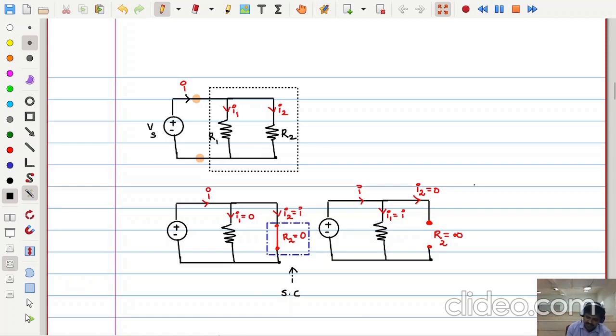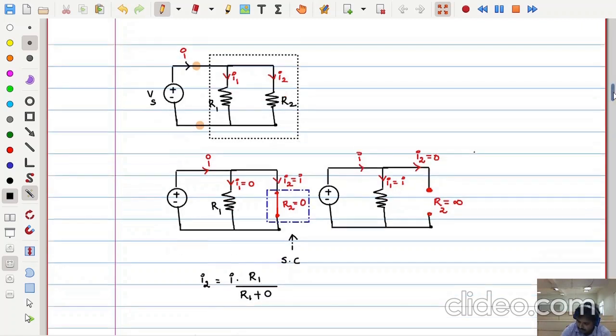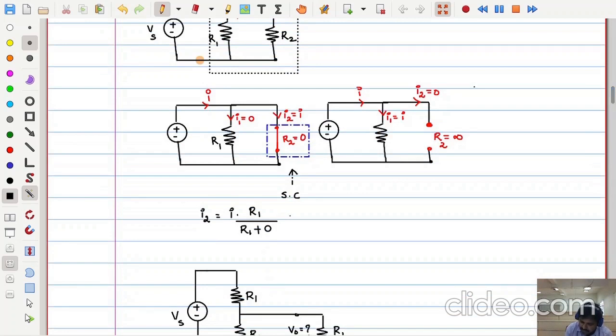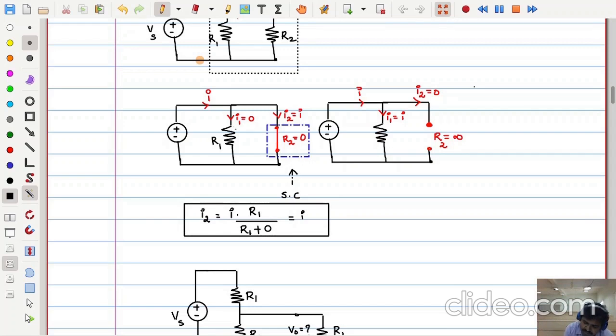Next, in this situation, try to analyze some of the things. Using your previous law, can I write I2 is the total current into the opposite resistance, that is R1, divided by R1 plus R2? How much is R2? 0. So if R2 is equal to 0, how much is I2? I. That means the current flowing through the first resistor is completely 0.